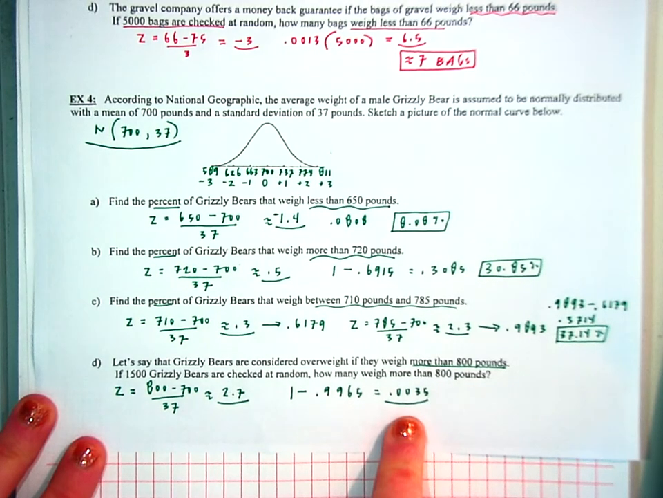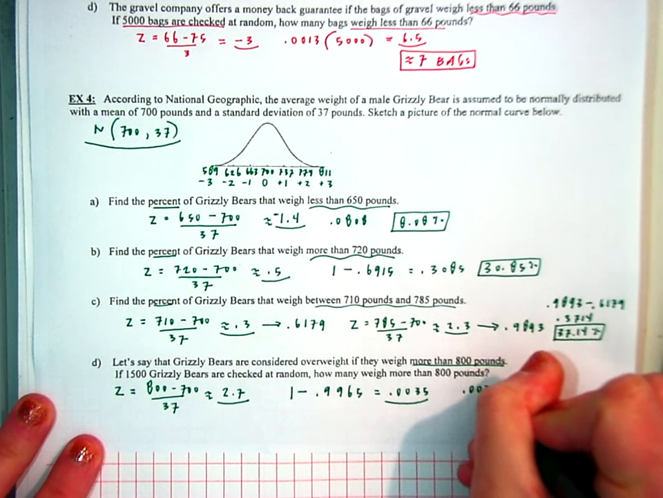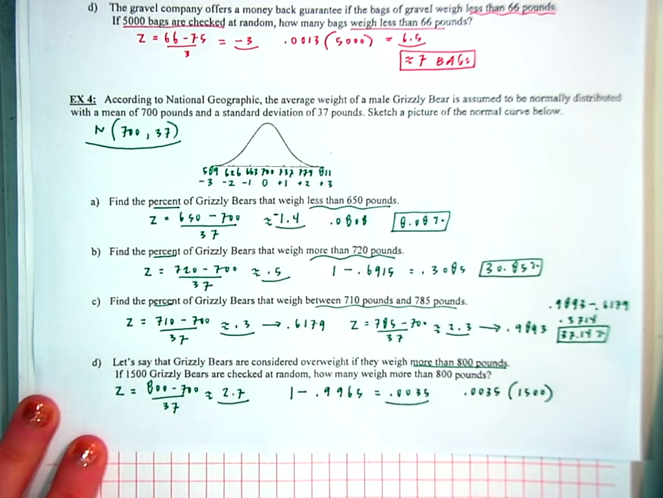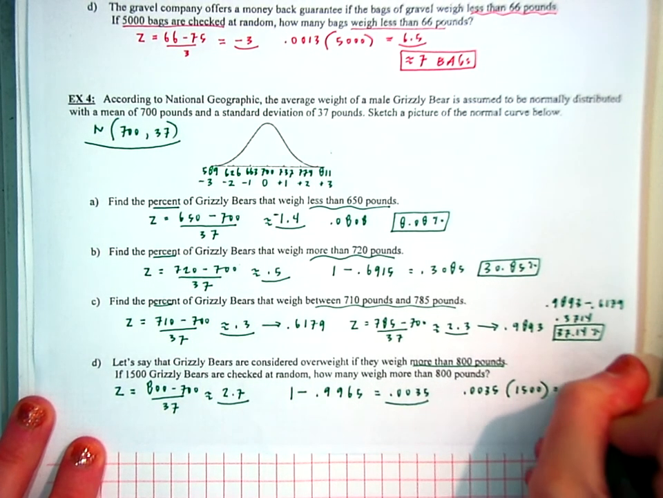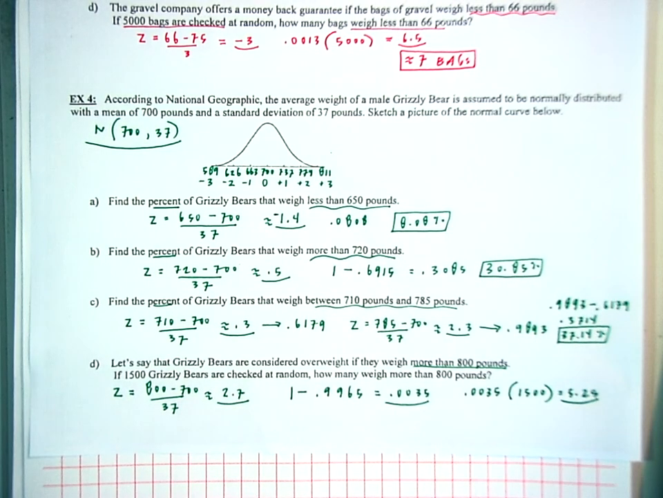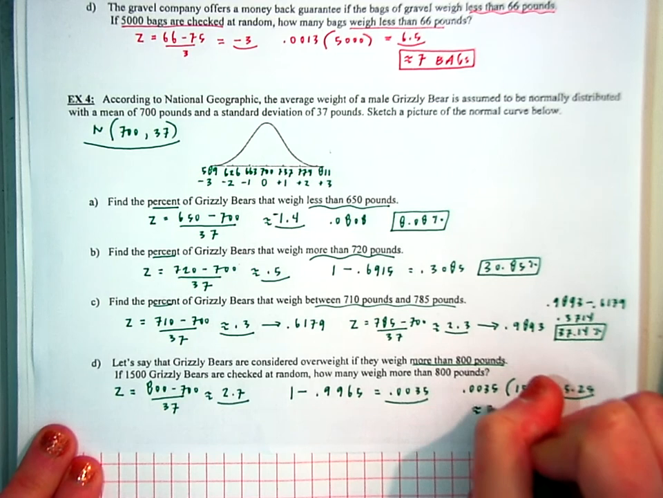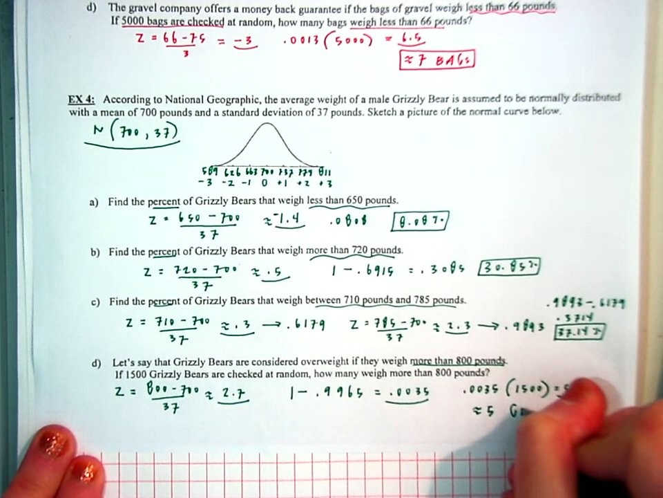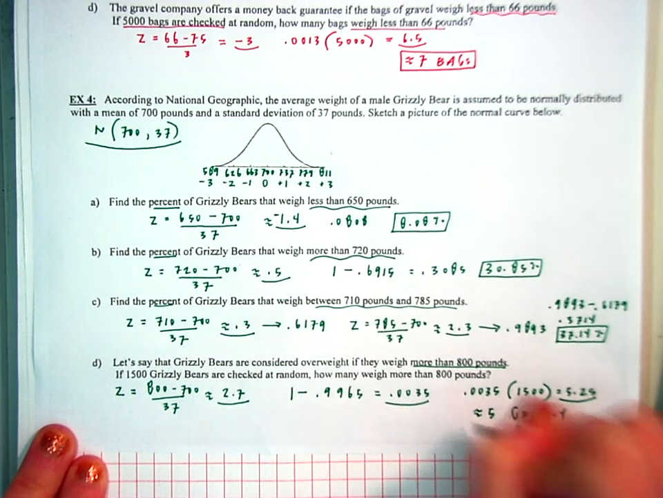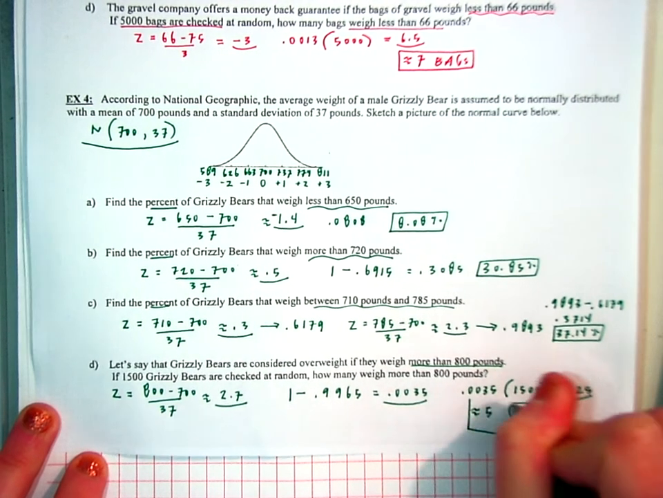Now I take that number, the 0.0035, and multiply by the 1,500 male grizzlies, and I get 5.25. That's what we would expect to see if we had a random sample of 1,500 grizzlies. We can't have a portion of a grizzly, so I'm going to round to the nearest grizzly bear. So we'd say this would be about 5 male grizzly bears. Box your answer, as always.